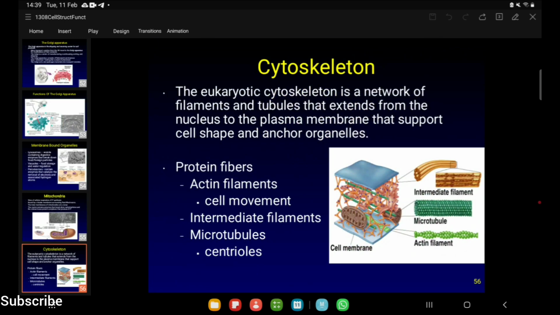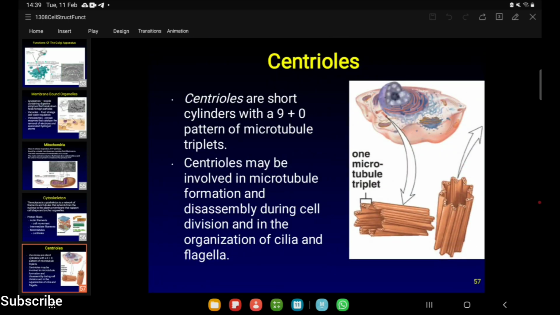Cytoskeleton. The eukaryotic cytoskeleton is a network of filaments and tubules that extends from the nucleus to the plasma membrane and supports cell shape and anchors organelles. Protein fibers: actin filaments help in cell movement, intermediate filaments, microtubules and centrioles. Centrioles are short and slender with the 9 plus 0 pattern of microtubule triplets. Centrioles may be involved in microtubule formation and assembly during cell division and in the organization of the cilia and the flagella.